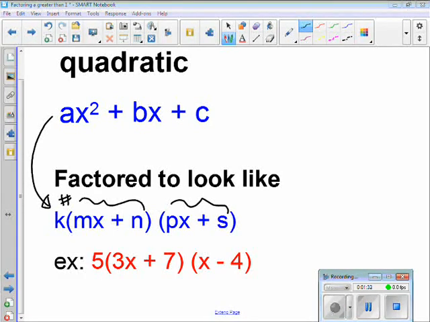So did you write that down? What a binomial was? If you didn't, that's part of your vocabulary, okay? All right, so here's an example of that kind of template. I have 5 times a quantity of 3x plus 7 times a quantity of x minus 4. Okay? So this is the factors of some trinomial.